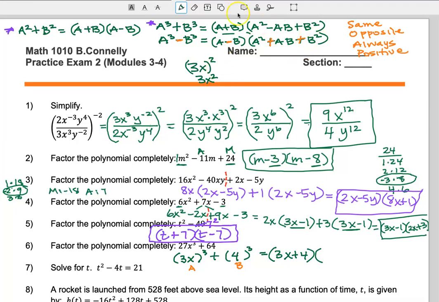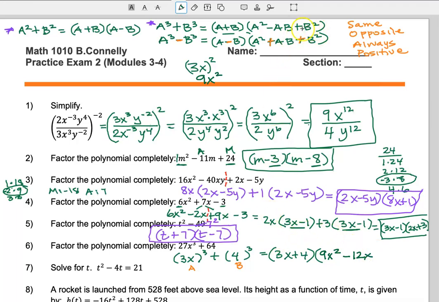And we want the 3x all squared. And so that means we're going to have 9x squared, because 3x times 3x is 9x squared. So that's what we need to have here, a 9x squared. And now we need to do minus A times B. So let's put our subtraction sign in here. And then 3x times 4 is 12x.